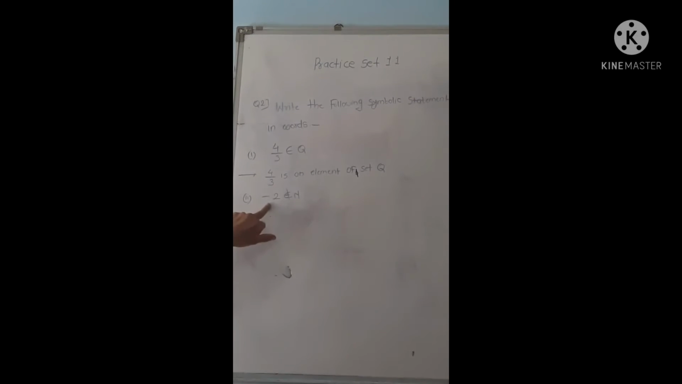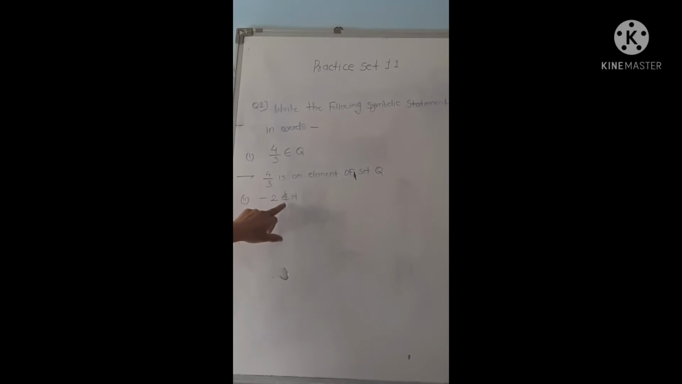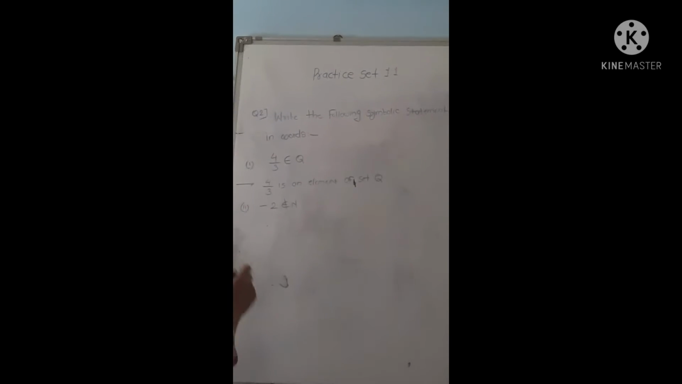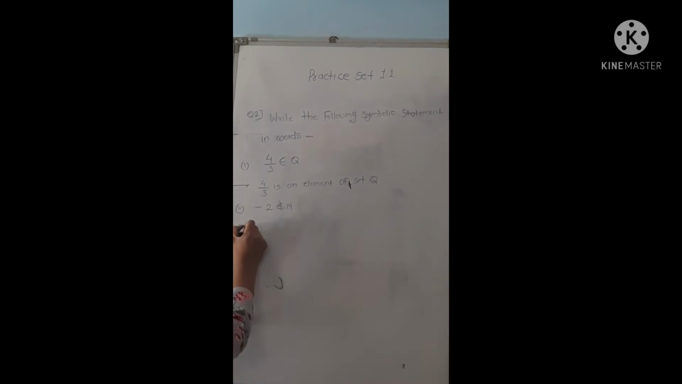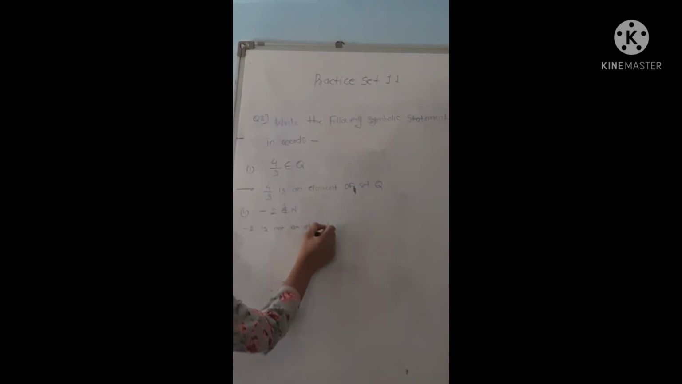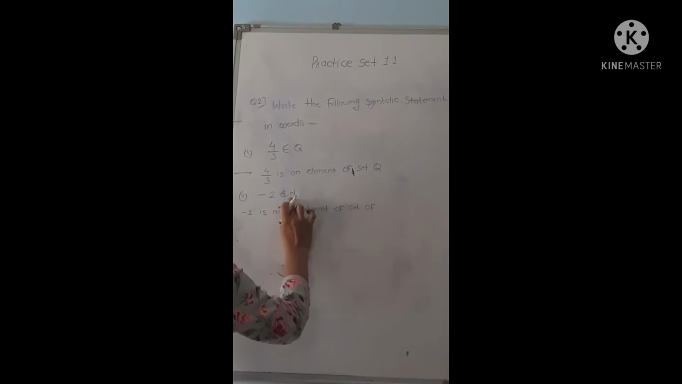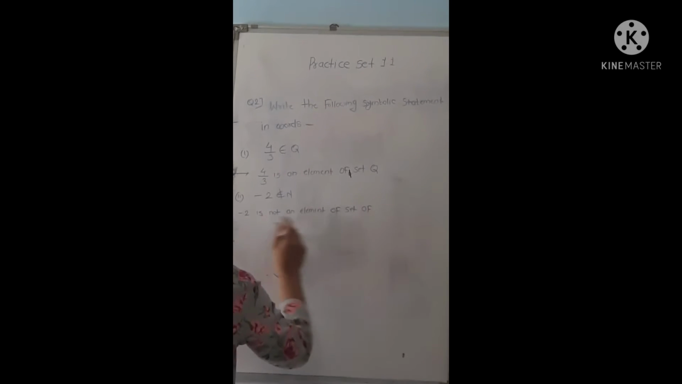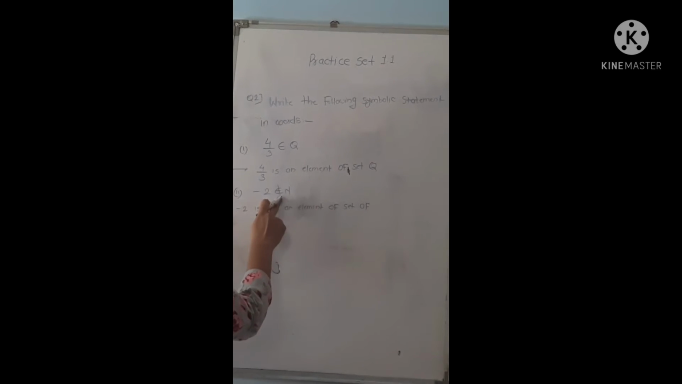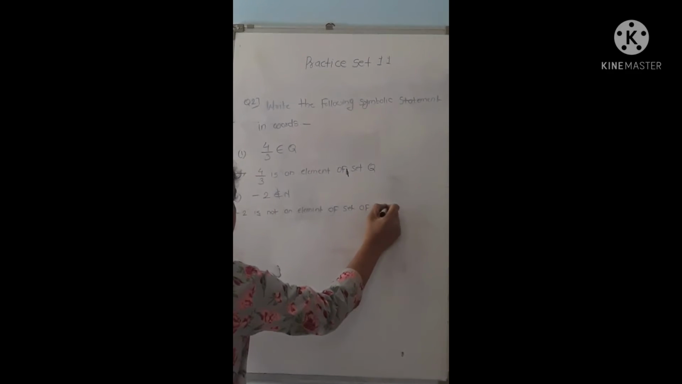Next one, -2 is not an element of set of natural numbers. Here capital N means natural number. So -2 is not an element of set of natural numbers.